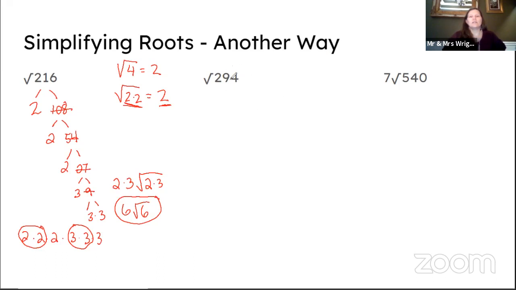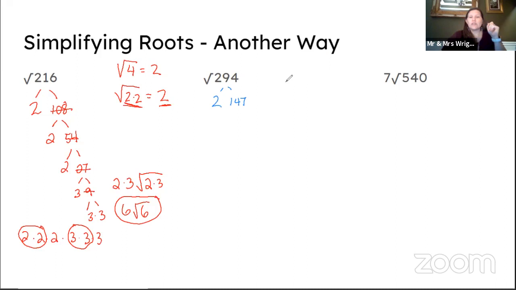All right, so let's look at this one here. 294. Again, it's even, so it should be pretty easy for me to divide by 2. 294 divided by 2 is 147. Now you may think, oh my gosh, I don't have a clue what 147 can be divided by. But this is where some of those division tricks you learned way back in elementary school can become helpful.